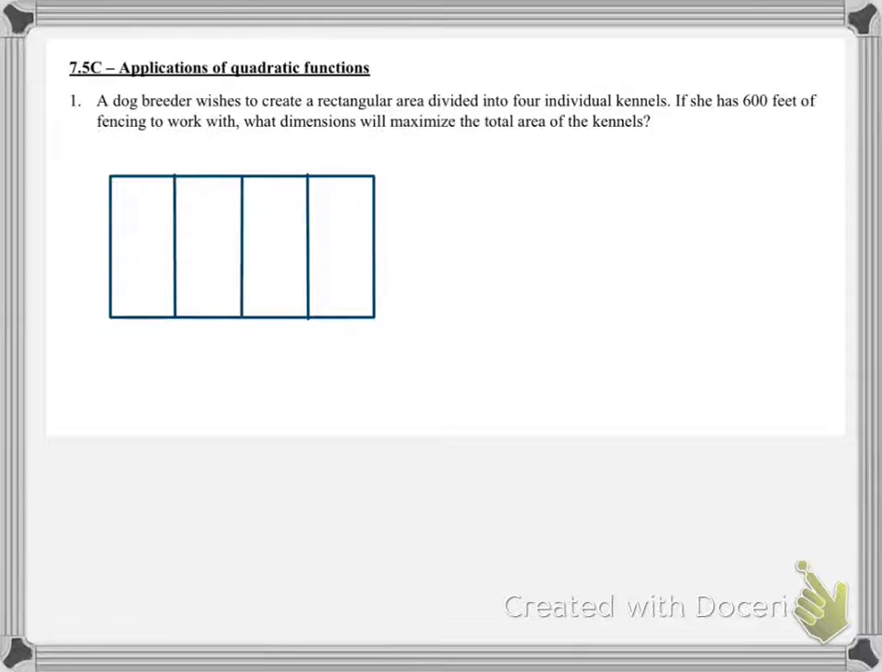So the first thing I always do is read through the whole problem and ask myself, what the heck am I trying to find, right? So we want to find the dimensions, so a length and a width. We want the specific length and width that are going to maximize the total area. So when I see the word maximize, I think vertex.